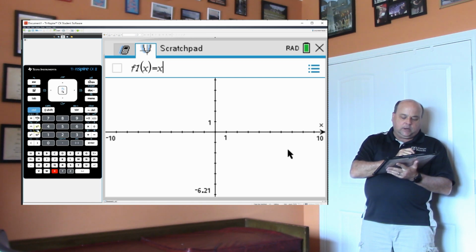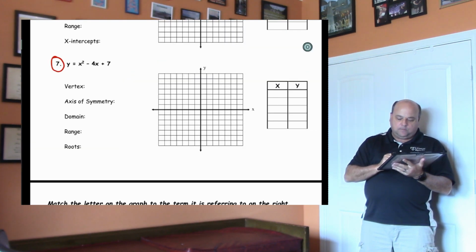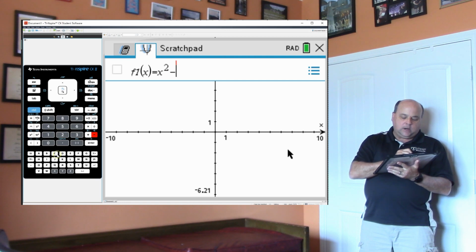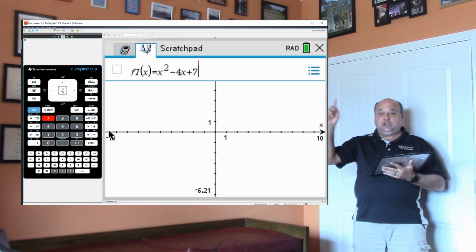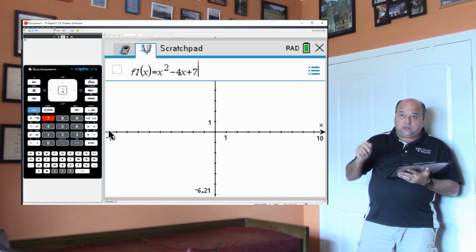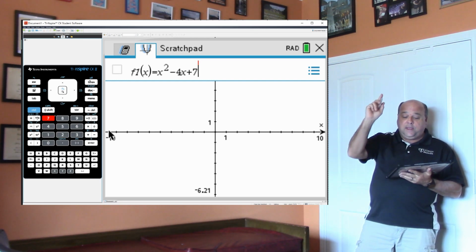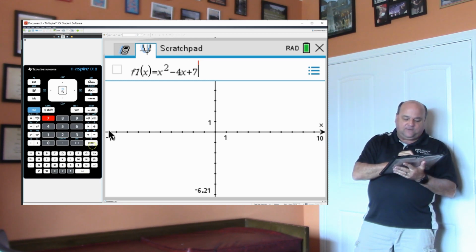So x squared, is it plus 4x? Minus 4x. Minus 4x plus 7. So x squared, oh, I didn't put my x. It won't work if I don't put the x. x plus 7. So I've graphed it. Make sure you're graphing this correctly. If you don't put the right problem in there, it won't work. So I'm going to hit enter. I have the right graph in.